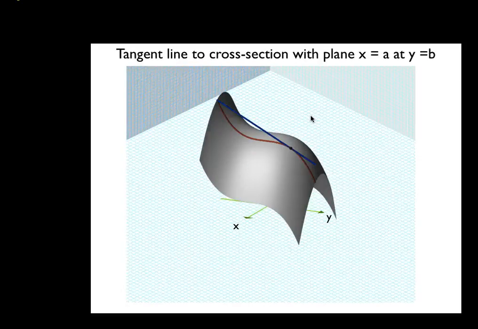And so in both cases, you can think of the partial with respect to x as the slope of a tangent line when y is held constant, and you can think of the partial with respect to y as the slope when you hold x constant. So hopefully this helps with a geometric understanding of the partial derivatives.